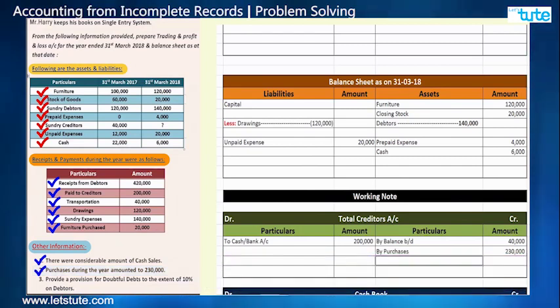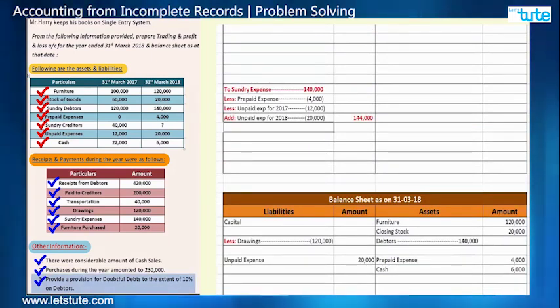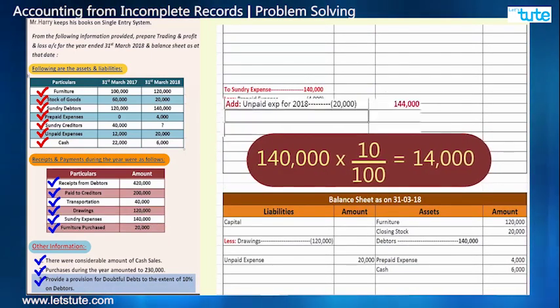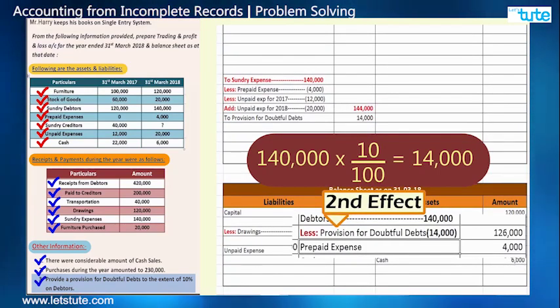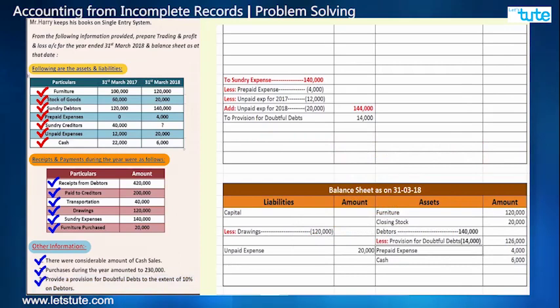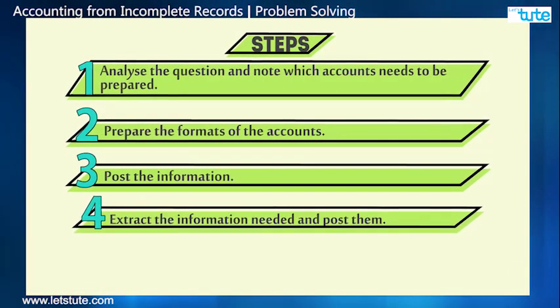Moving on, it is said that we have to provide 10% provision on debtors. So we provide it, which is 14,000, and we record it. Thus now we are done with posting. Our next step would be to extract the information needed.